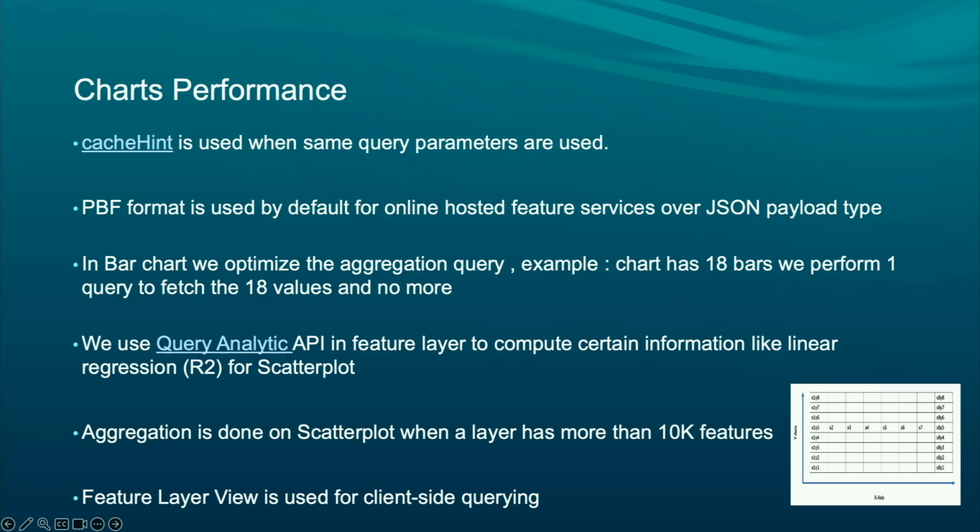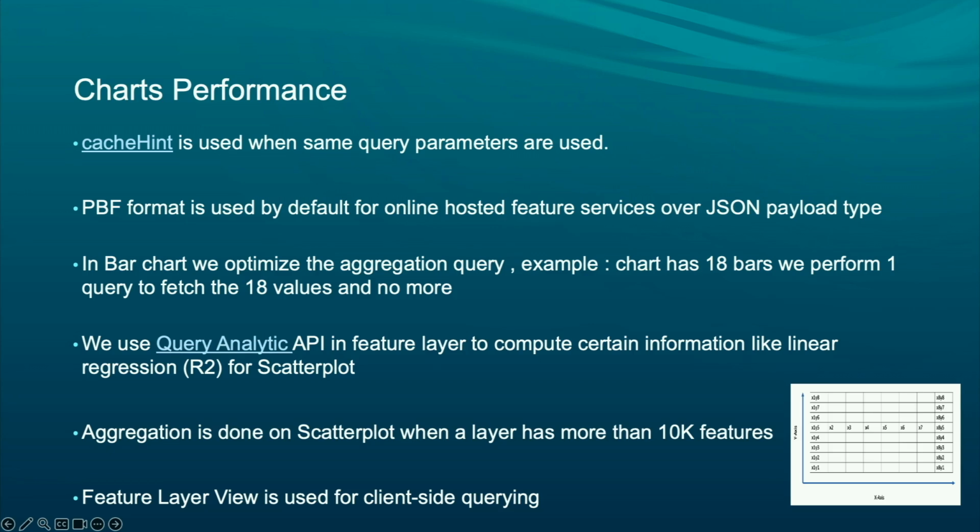So, cache-int, you may have used cache-int. Cache-int is enabled by default to leverage server-side caching if you're doing a query with the same parameters again. And protocol binary format is also enabled by default, which has a better payload size over JSON payload when making queries. Also, we have implemented query optimization specific to each chart type's needs. For example, in a bar chart, let's say you're going to fetch 18 bars, we make one query rather than making 18 queries to get that data.